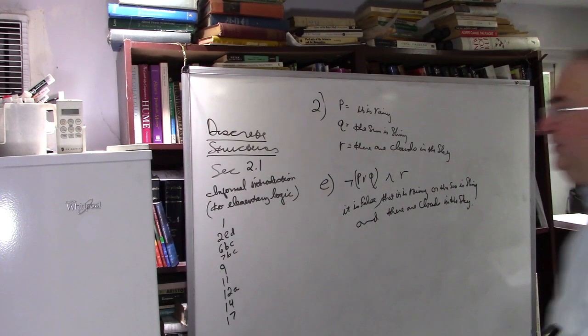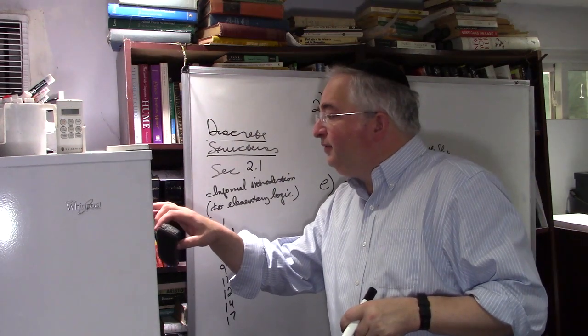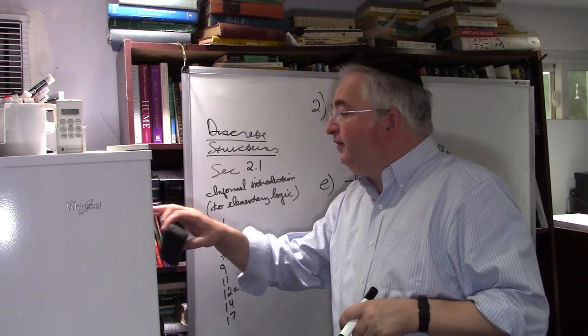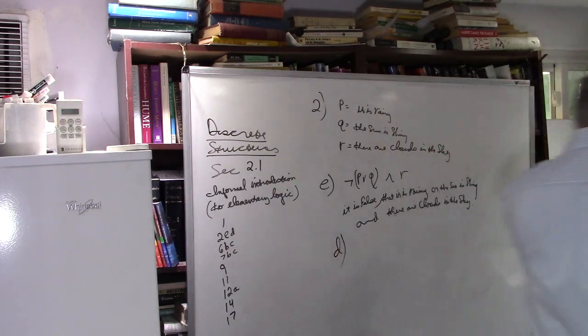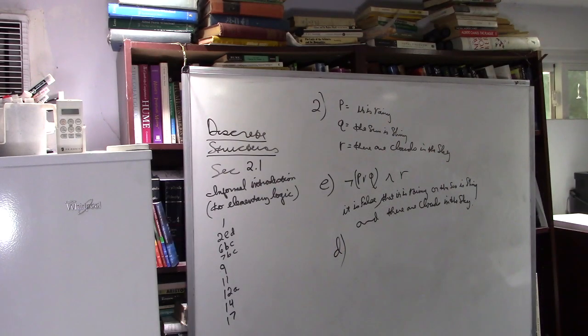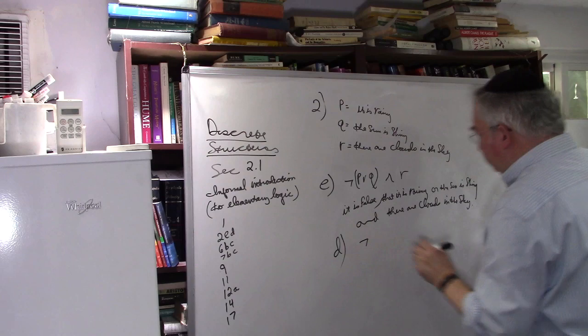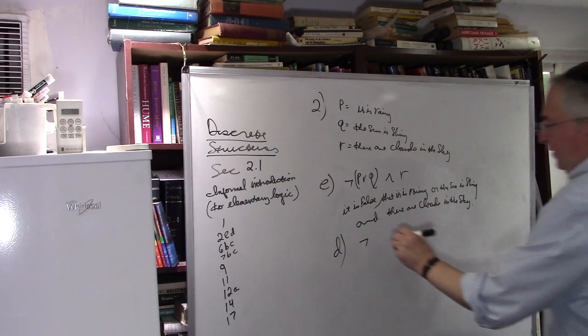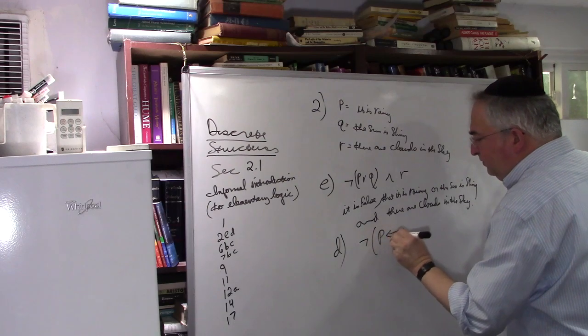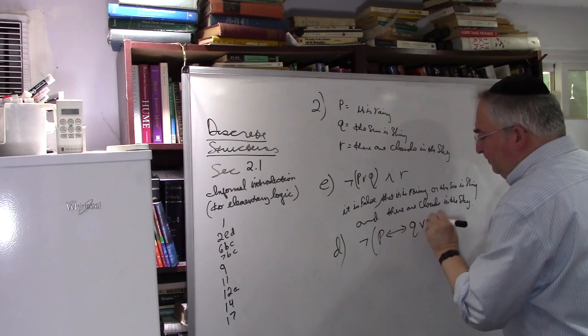Why did I write ED? 1, 2, 3, ED. Why did I do that in that order? Let's see what D is. D is not P, double arrow, Q or R. Hold on. Not. Okay.